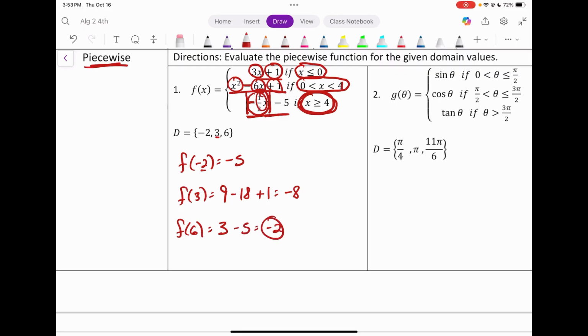So a piecewise function, all it is, it sets parameters on what you're plugging in and where you're going to plug it in.